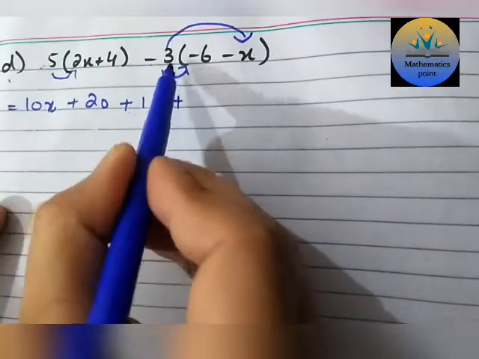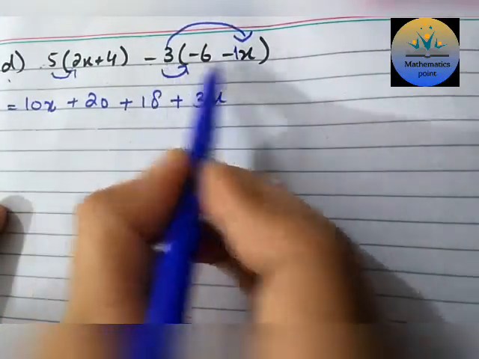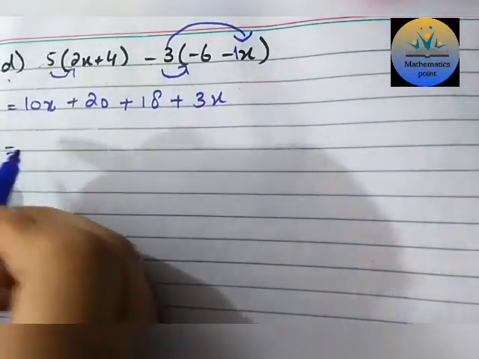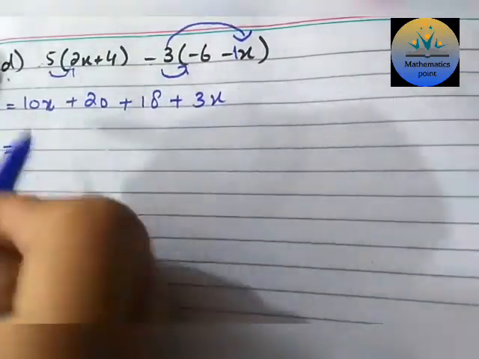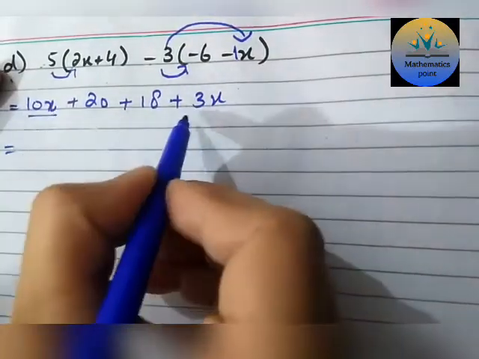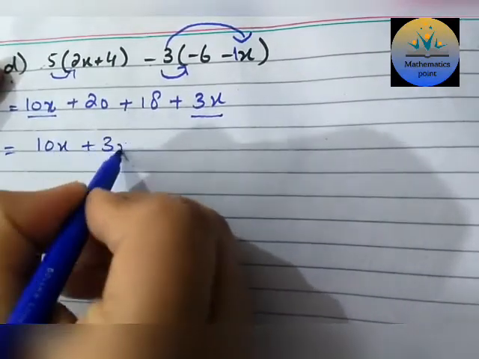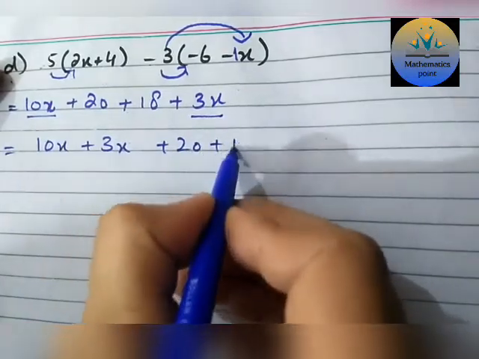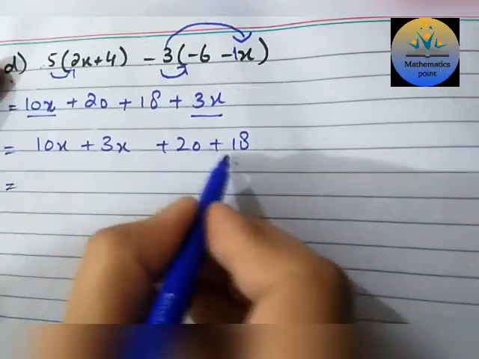Minus plus 3 1s are 3 and x, because x has the coefficient 1, so 3 1s are 3, and write down the variable as well, x. Now write down or arrange the terms with the same variable together. Here we have 10x and 3x, x terms together, write down the same terms together. Then plus 20 plus 18. Both the terms are constants because there is no variable involved in these two terms.